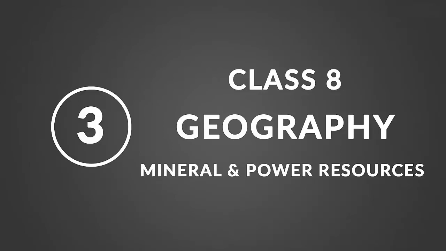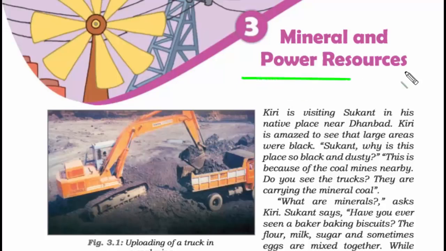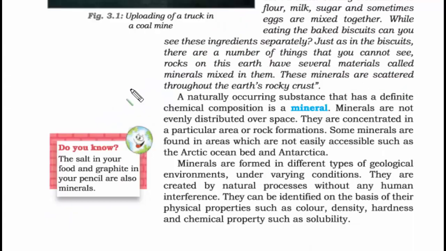Hi, welcome to Class 8 Geography, Resources and Development, Chapter 3: Mineral and Power Resources. In this chapter, we will read about what minerals are, where we find them, and furthermore, what they are used for. Rocks on Earth have several materials called minerals mixed in them. It does not mean that we eat rocks directly.